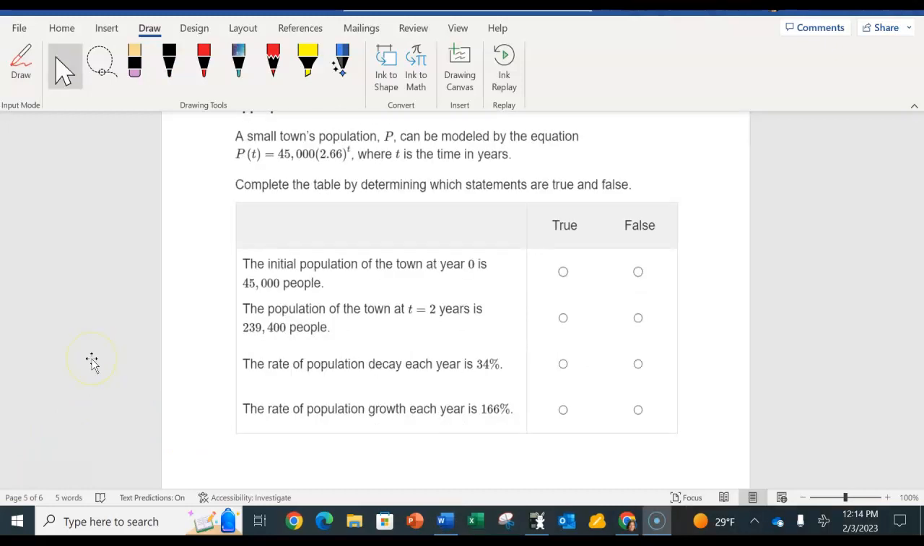All right, a small town's population P can be modeled by the equation P of T equals 45,000 times 2.66 to the T power, where T is time in years. Complete the table by determining which statements are true and false. All right, so there's 4 answers here, either true or false. So it says the initial population at year 0 is 45,000. That is true. The A value is always going to be your initial population or your initial value.